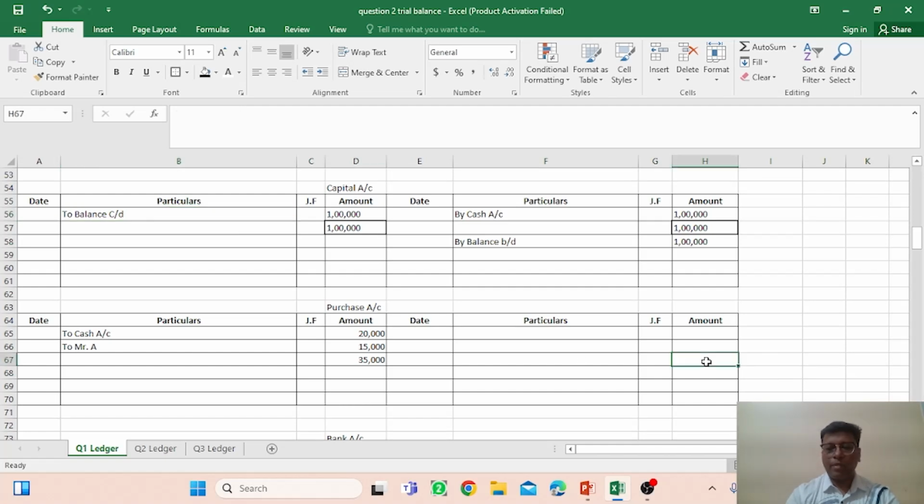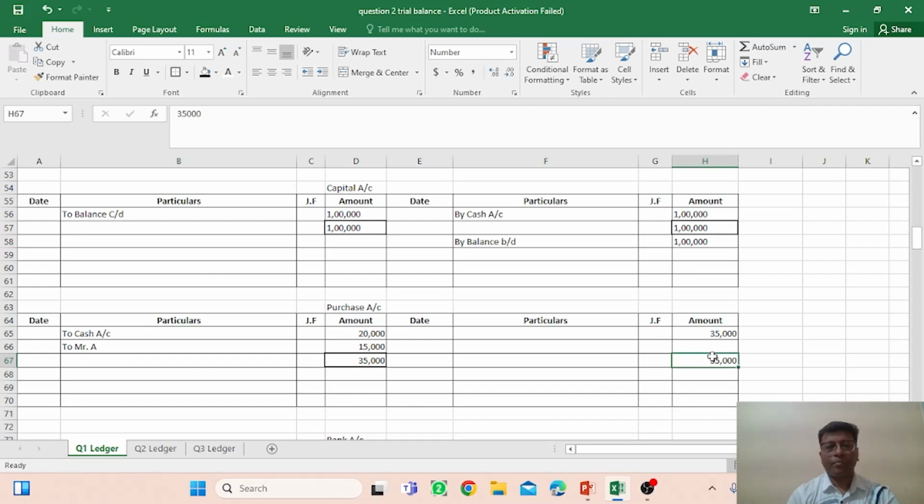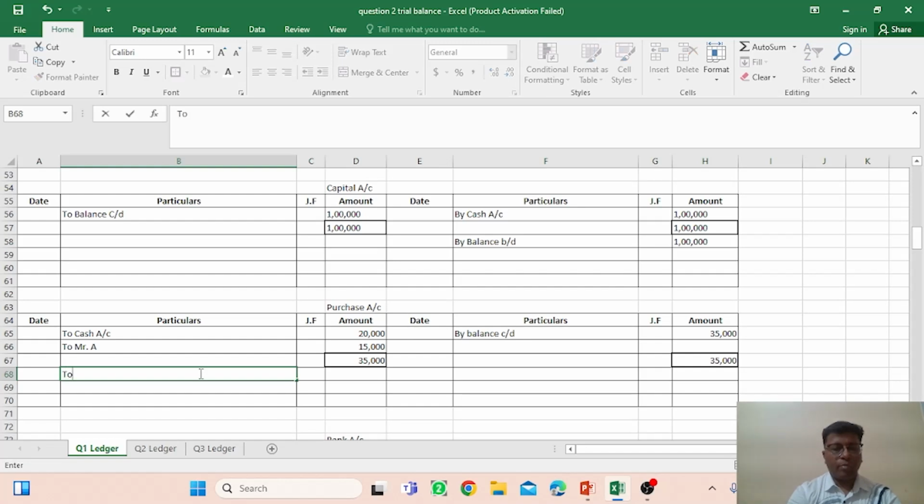Now we have to close this purchase account, 35,000 is the total, and the same amount would be here 35,000, and the balance would be 35,000. So you have to mention by balance CD, and in the opposite side you have to mention to balance brought down rupees 35,000 itself.